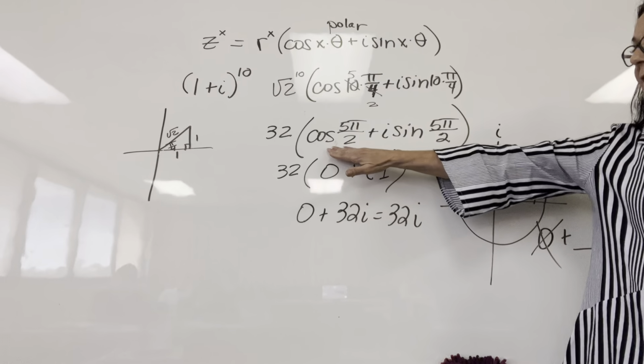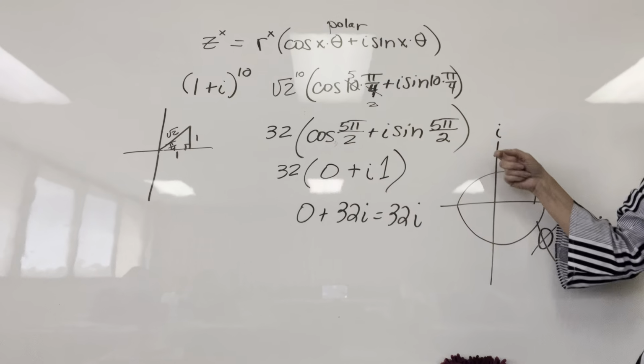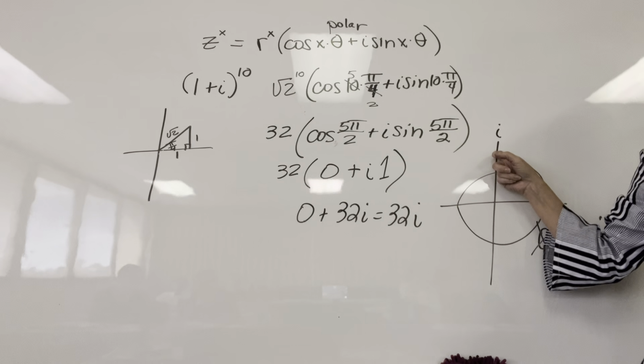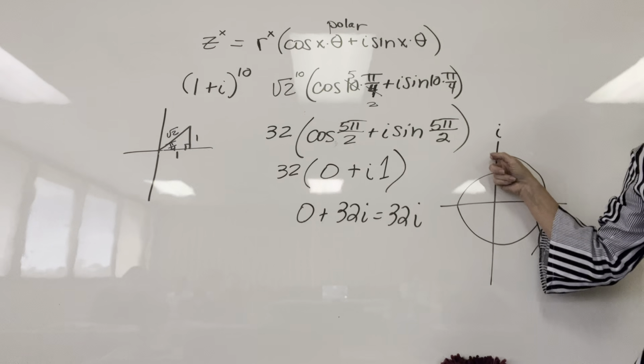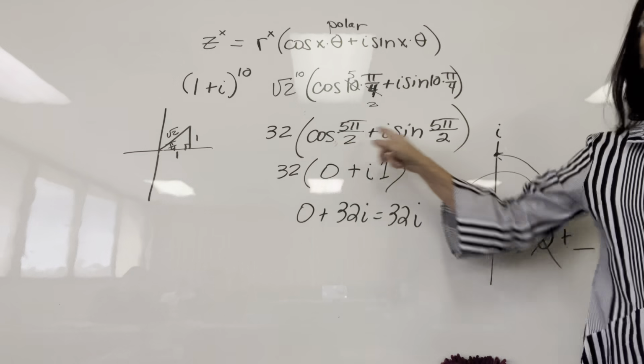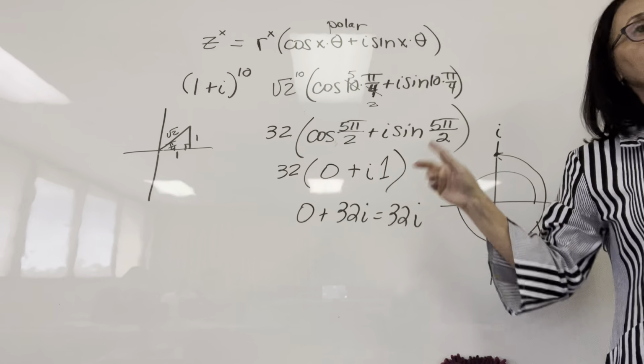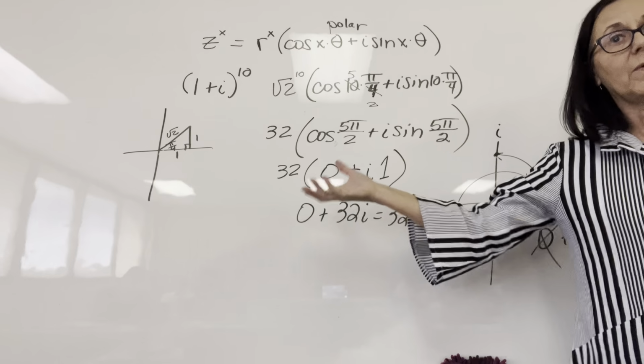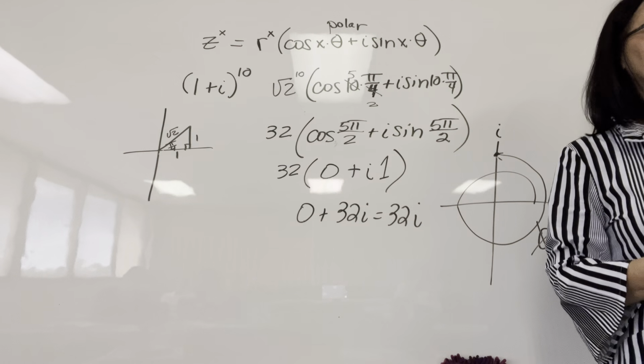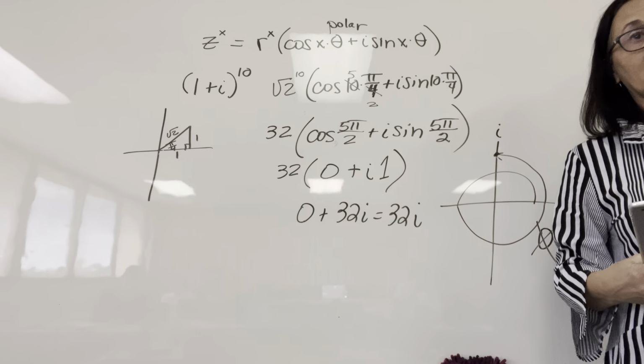What question did we ask to get 0 and 1? What is the cosine of 5 pi over 2? What's the sine of 5 pi over 2? We literally solved what's inside of here, then distributed the 32. We could have done that at the last one, but we looked at the triangle. So you can actually go both ways.